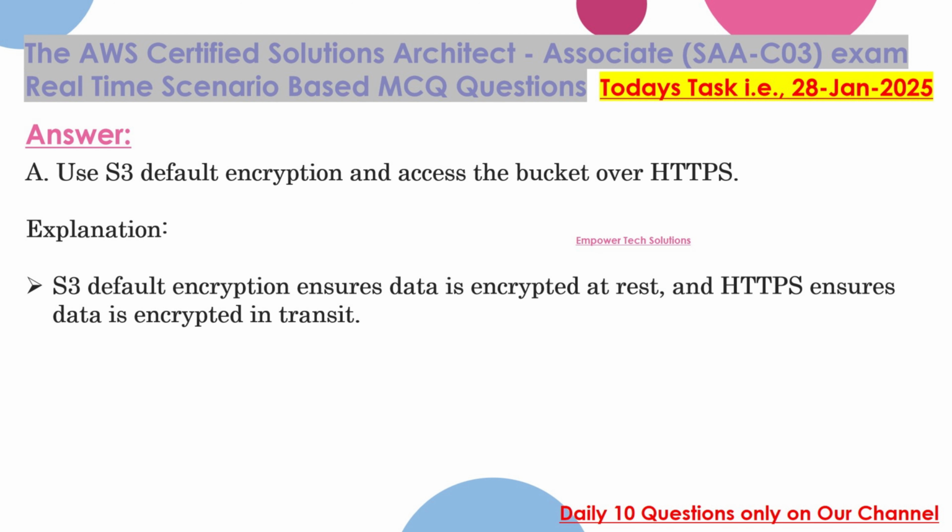Correct answer: A. Use S3 default encryption and access the bucket over HTTPS. Explanation: S3 default encryption ensures data is encrypted at rest, and HTTPS ensures data is encrypted in transit.